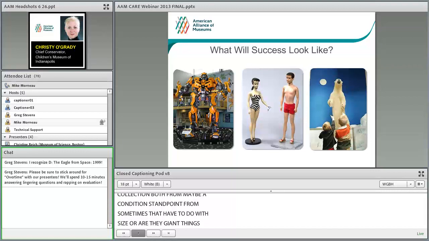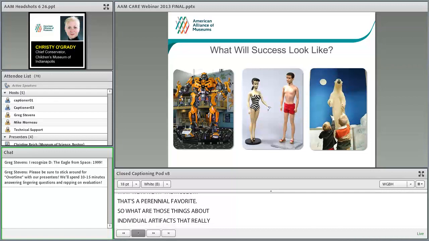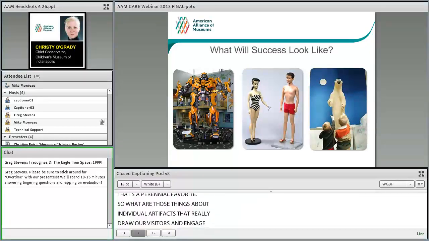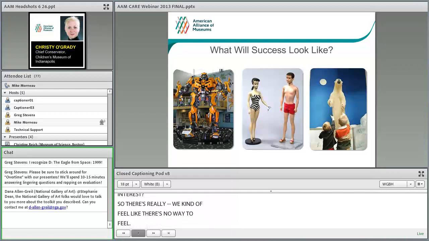Are they the most giant things like the 15-foot robot that we have in the Welcome Center? Obviously, really iconic pieces like Barbie and Ken, huge things like the polar bear that we have on exhibit here at the museum that's a perennial favorite. But what are those things about individual artifacts that really draw our visitors and really engage them in ongoing conversation and interest? So we kind of feel like there's no way to fail.